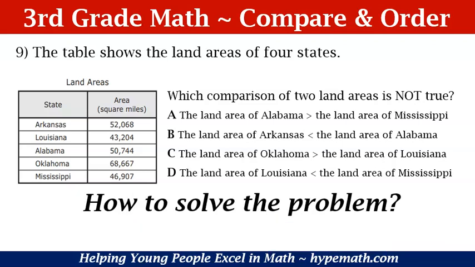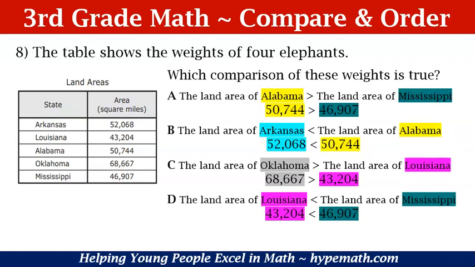How do we solve the problem? Well, let's look at our comparisons of the land areas to see which one is not true. I apologize, I see that I copied the slide and it still says the weights of 4 elephants, but we're looking at land areas. So let's focus on the comparison of the land areas. We have A, the land area of Alabama is greater than the land area of Mississippi. So 50,744 is greater than 46,907. Is that false? Is that not true?